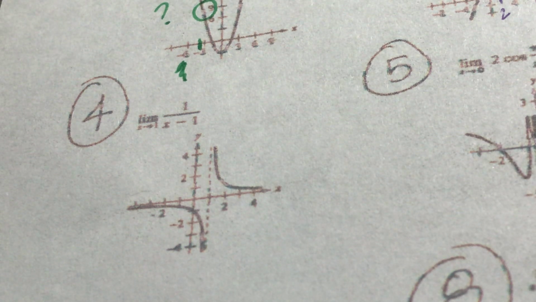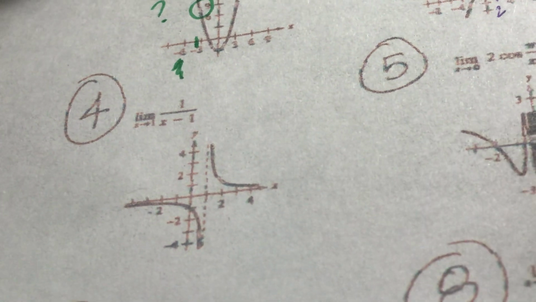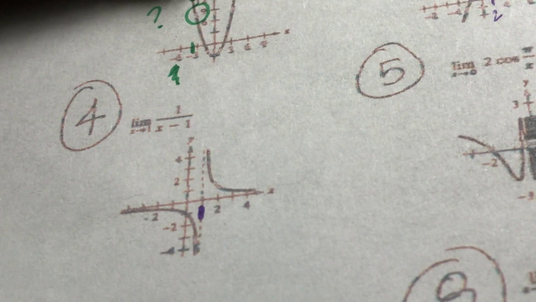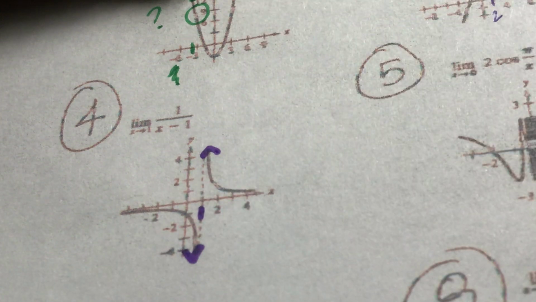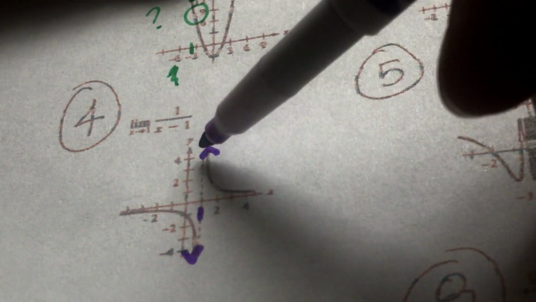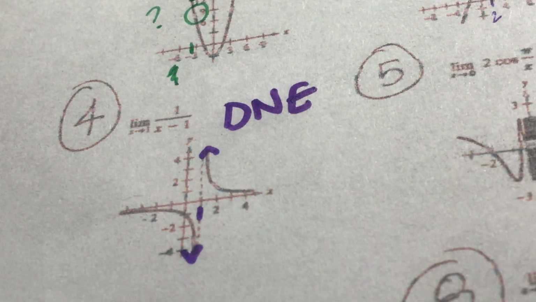Number 4. So number 4 is the limit as x approaches 1. Again, we could not plug that 1 in. It'll make the denominator 0. 1 is right here. If you look at it from the left, it's going down forever, and from the right, it's going up forever. That's why there's an asymptote there. So since the left and the right do not agree, it does not exist.